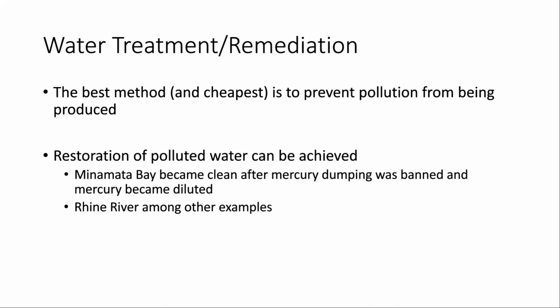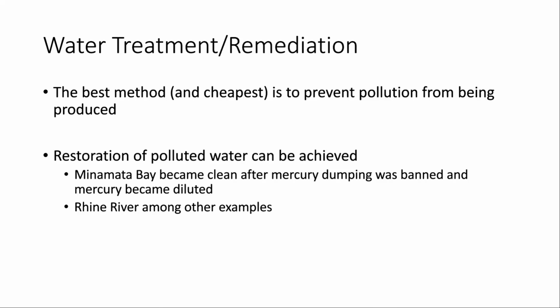But if water does become polluted, it is possible to clean it up. So the Rhine River in Europe, very important in terms of shipping things from port to port, became highly polluted. But in recent years it has become much cleaner. And then one of the most famous examples is Minamata Bay. So this became polluted with mercury just from dumping from industrial sources.